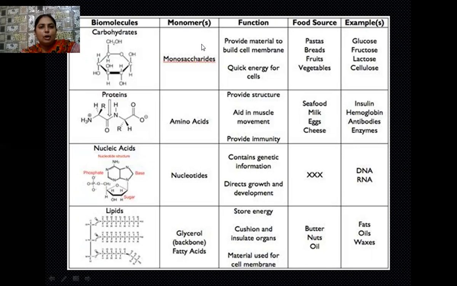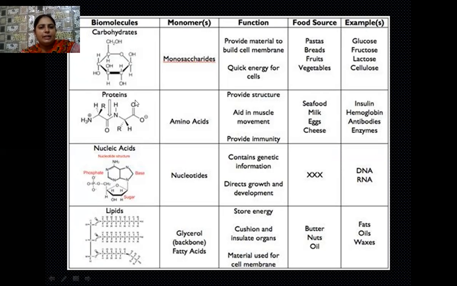So you know the monomeric units very well. For carbohydrates, the monomeric units are monosaccharides. In function, they provide material to build cell membranes, and they are a quick energy source for the cells. And from which food sources do we obtain them? Pasta, bread, fruits, vegetables. Examples here are glucose, fructose, lactose, cellulose.